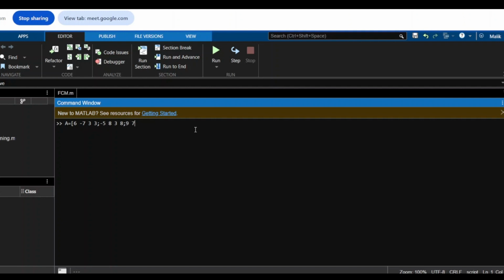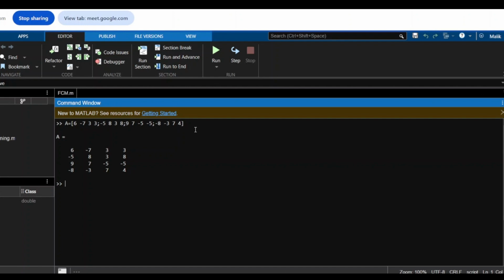Correct me if I'm doing anything wrong, okay? Minus 5, minus 5. And the last row is what? Minus 8, minus 3, 7, and 4. Is our A matrix correct? Yeah, minus 5, 8, 3, 8, 9, 7, minus 5, minus 5, minus 8, minus 3, 7, 4. So this is correct.